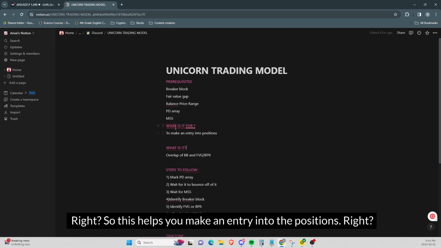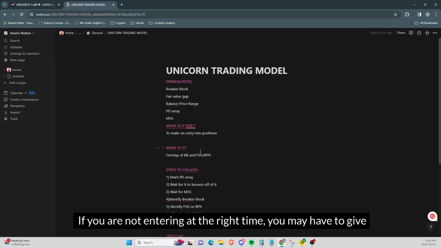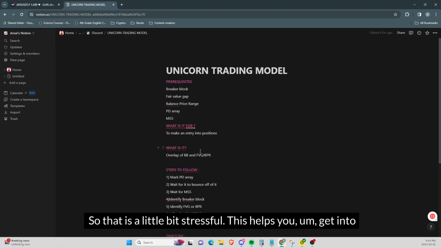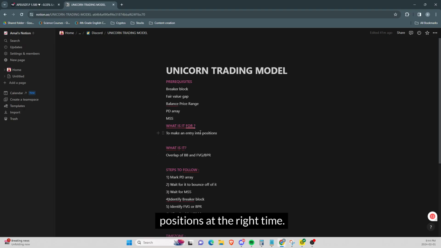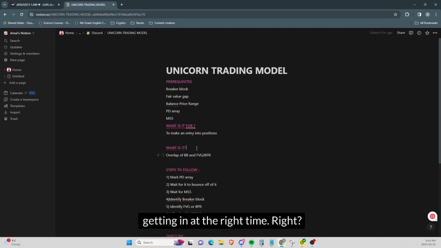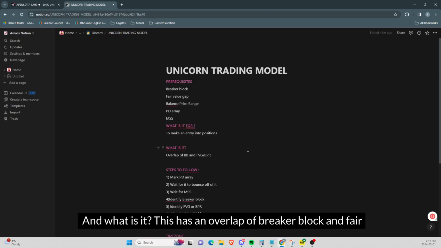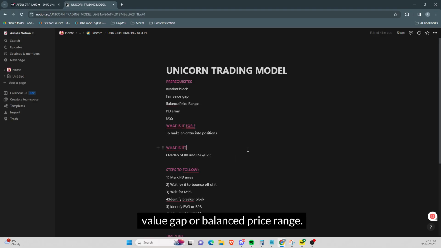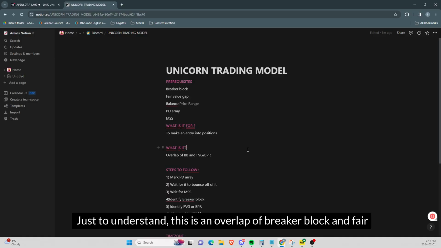So this helps you make an entry into positions. If you are not entering at the right time, you may have to give wide stop losses, and that is a little bit stressful. This helps you get into positions at the right time, and you don't have to give too much wiggle room if you're getting in at the right time. And what is it? This is an overlap of a breaker block and a fair value gap or balanced price range. I'll show that when I go to the chart, you'll understand that better. Just understand this is an overlap of a breaker block and a fair value gap together. So when you make an entry in this area, it is a high probability trade.